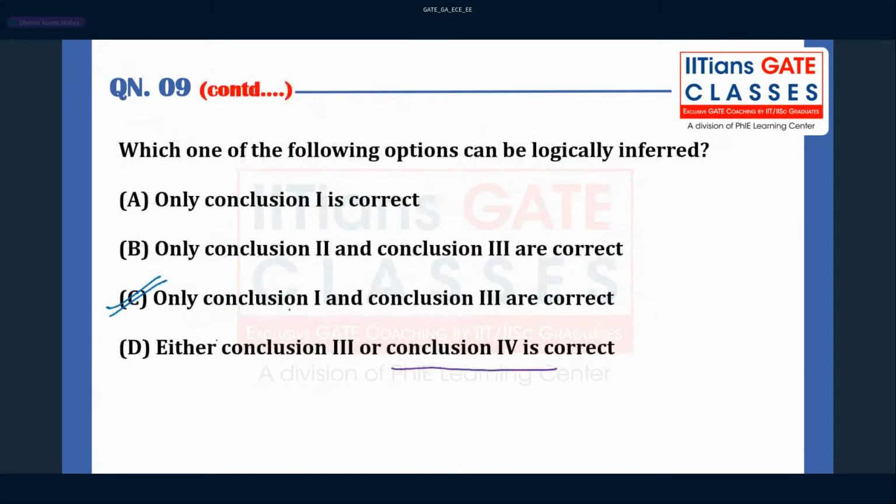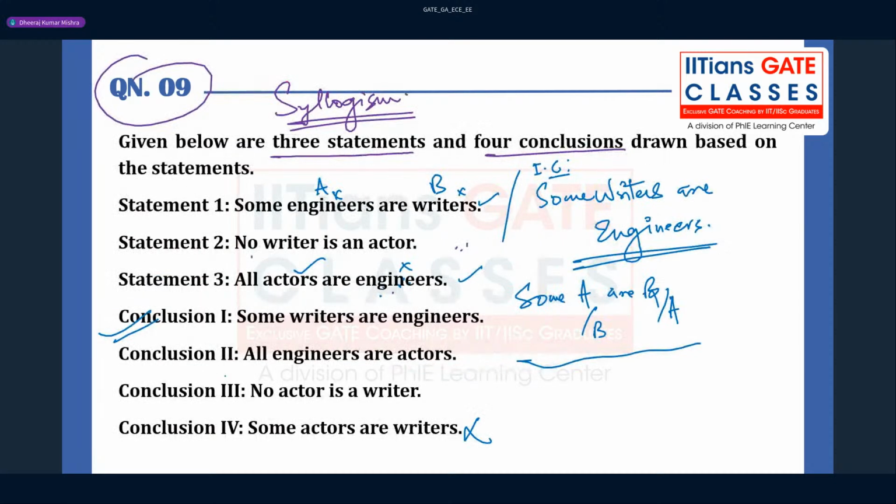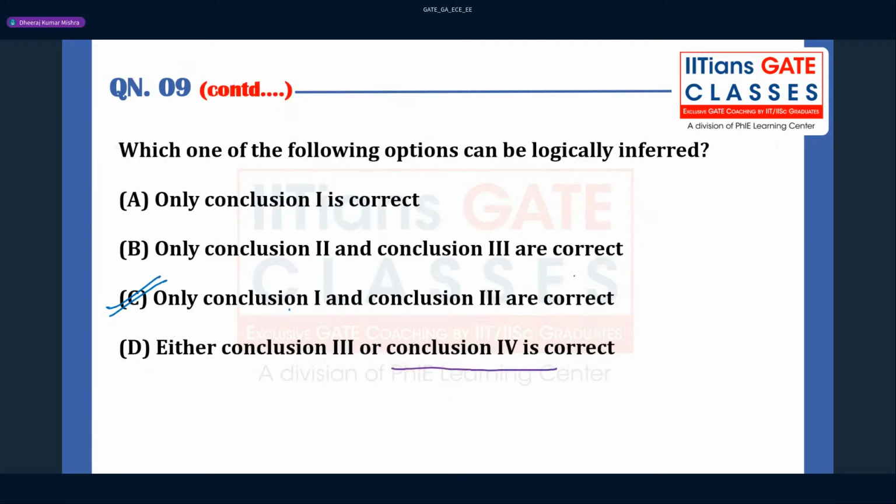This is very important to keep in mind. Fine. So what will be the answer, guys? Option C is going to be correct here. Okay, option C.